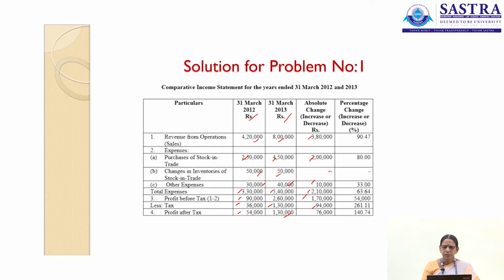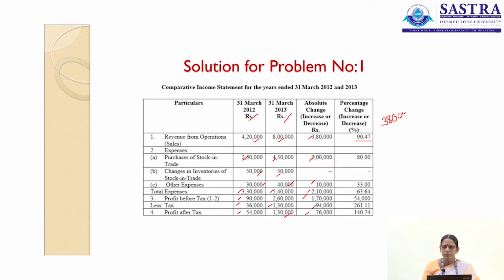Now let us see to the last column and let me explain how this percentage is calculated. See to it 90.47, I will tell you how this 90.47 is arrived. Now what is the absolute change in this sales? 3,80,000. So we will get 3,80,000, that is the absolute change, divided by the previous year figure, that is 4,20,000.